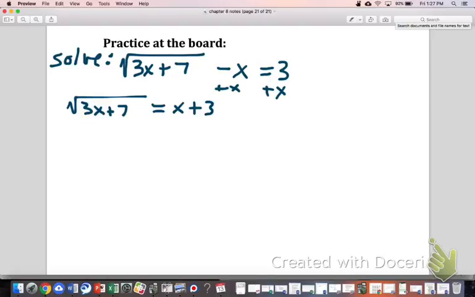Now is when you can square both sides. So I'm going to square the left side, and I'm going to square the right side. And this is where error number 1, or common error number 1, came into play. So the left side, the radical and the square just cancel out. You're left with 3x plus 7.